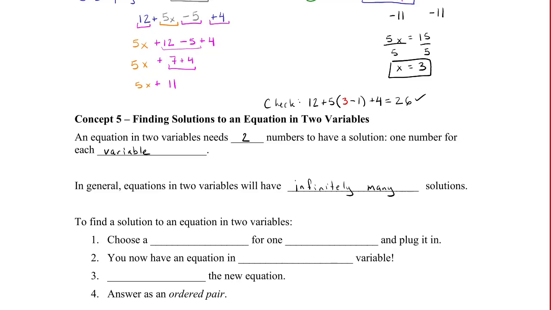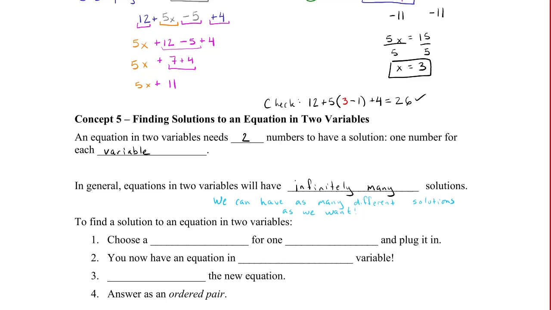When something has infinitely many solutions, that means that we can come up with as many as we like. We can come up with as many different solutions to an equation in two variables as we want. And that's nice in that it means that we can come up with lots and lots of solutions. But it makes finding any single solution a little bit difficult.